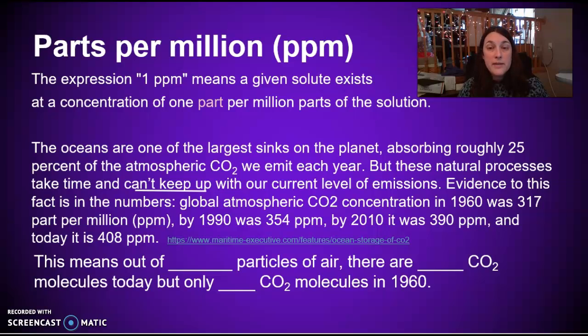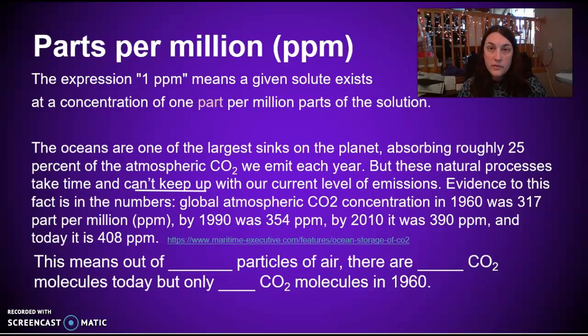Global atmospheric carbon dioxide concentration in 1960 was 317 parts per million. By 1990, it was 354 parts per million. By 2010, it was 390 parts per million. And today, it's 408 parts per million. And ooh, I cited my source. This means out of how many particles of air, there are blank particles of carbon dioxide molecules today, but there are only this many carbon dioxide molecules in 1960.